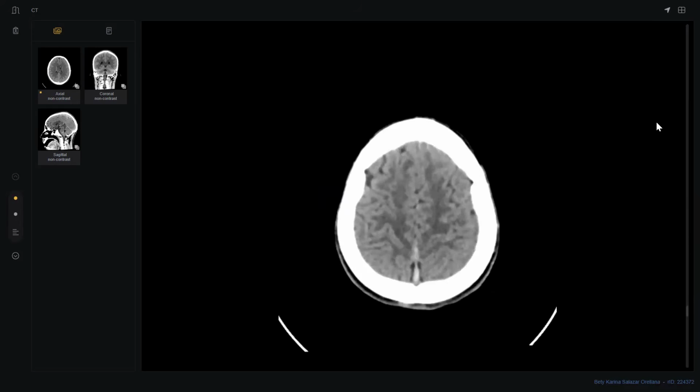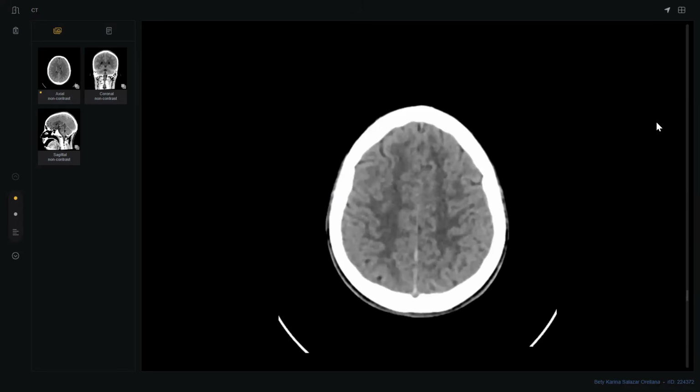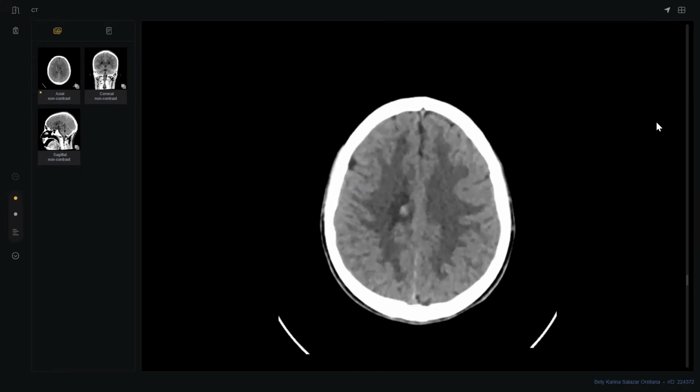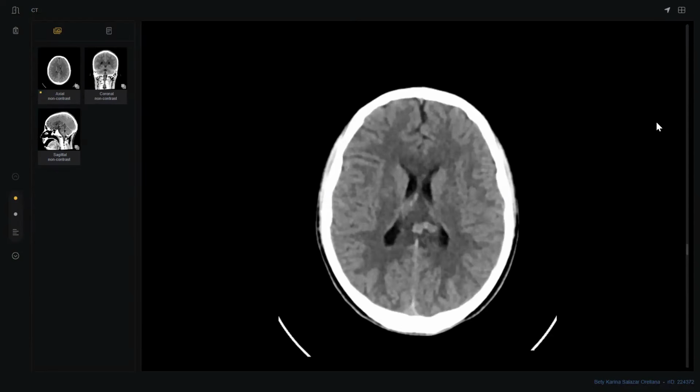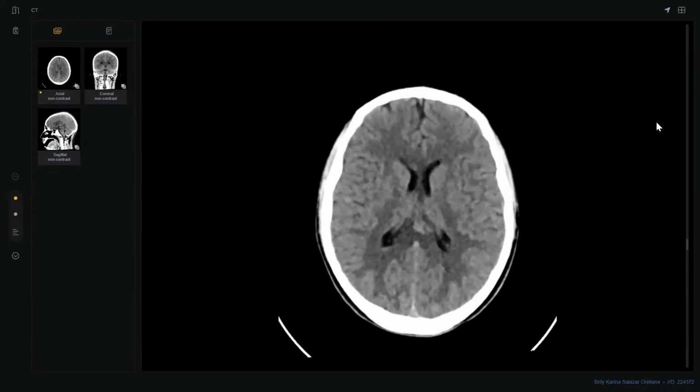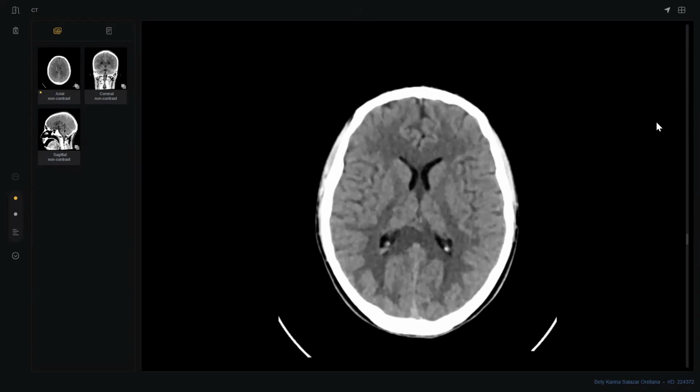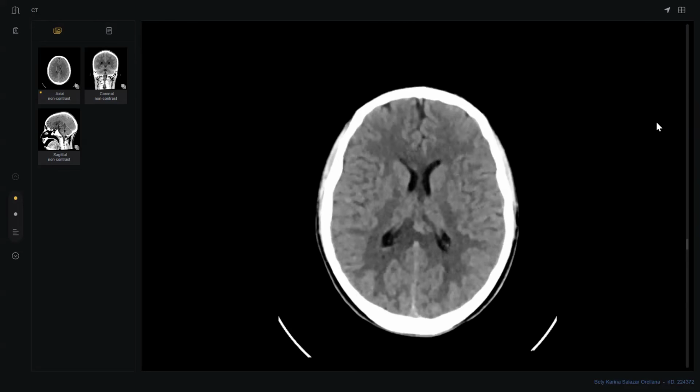So this is a case of trauma. In my routine practice, I would look at the bone window as well to exclude any other fractures. But considering the distribution of the hyperdense foci, I'm worried this patient may have diffuse axonal injury. I would recommend urgent referral to the neurosurgical team, and an MRI with susceptibility weighted images to further confirm my diagnosis.